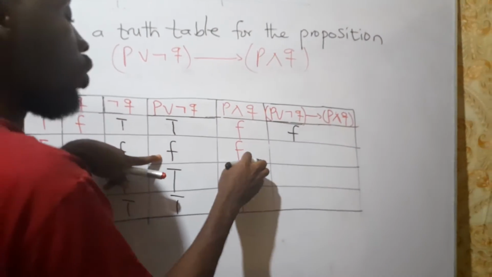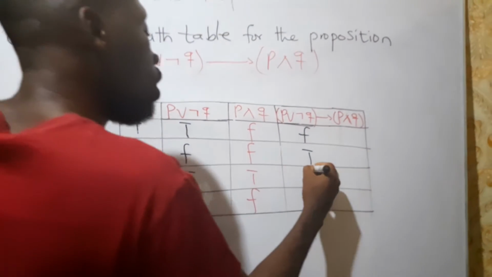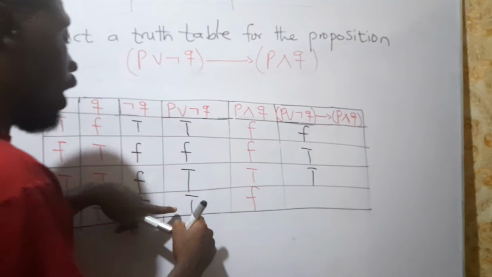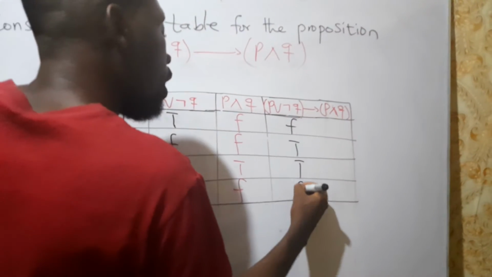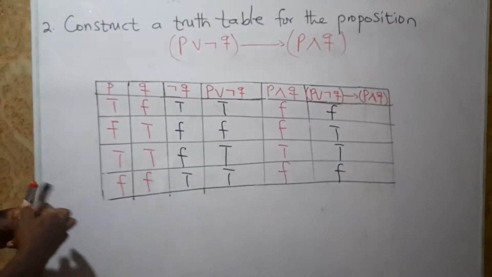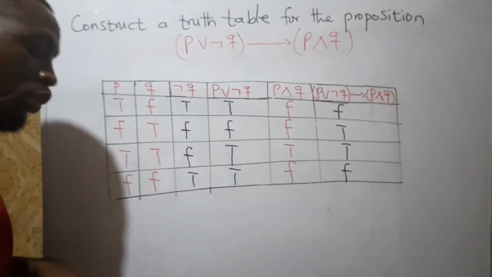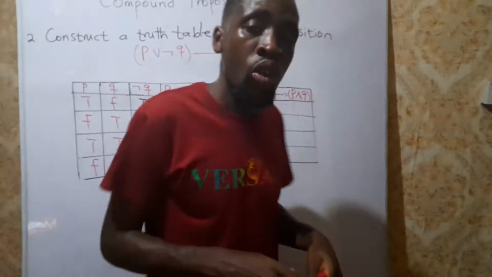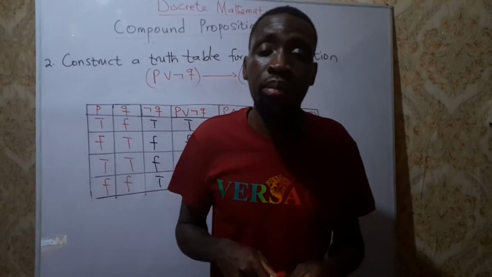This is false, it's still true. This is true, it's still true. As far as the hypothesis is true and the conclusion is false, it becomes a false statement. Then this becomes the truth value for this statement. I hope you get a clue of this by now. We'll solve one more example on this so that you'll be abreast with it.